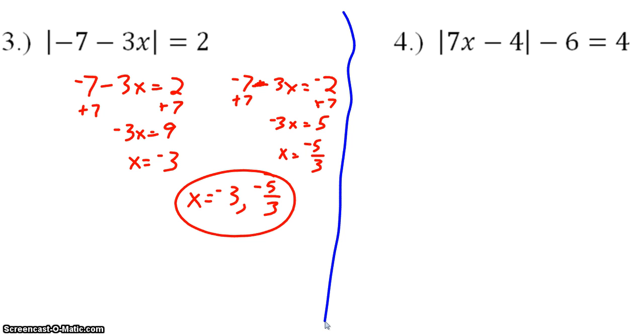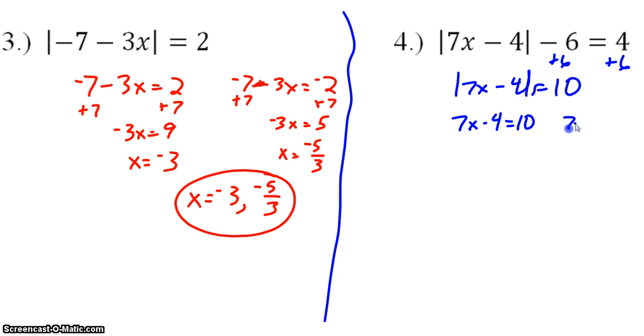Now in example 4, this is the first time we're going to actually have to isolate the absolute value. So what we're going to do here is first add 6 to both sides. So the absolute value of 7x minus 4 equals 10. Now I have the absolute value by itself. Once the absolute value is by itself, you can set up your two cases. 7x minus 4 equals 10. 7x minus 4 equals negative 10. Then you just go about solving them.